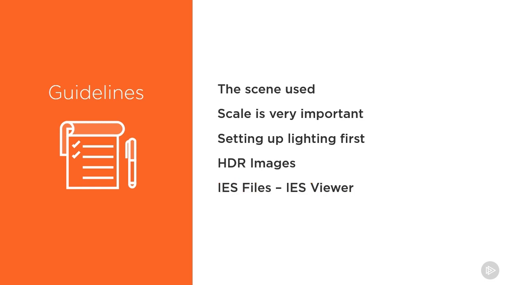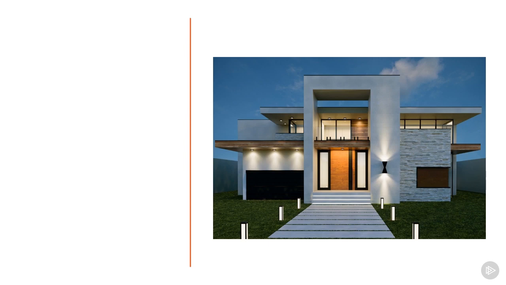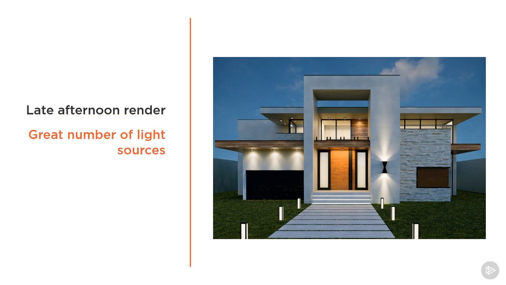Okay, so now that we've got this clear, let's go ahead and take our first glance at our scene. This is the scene that we're about to develop, and as you can see, this is a late afternoon render, which is really common when we're doing exterior renders because we have additional light for us to see the architecture, but don't have enough light to keep us from seeing the artificial lights turned on. So this is a very common practice and it's a very good looking end result.